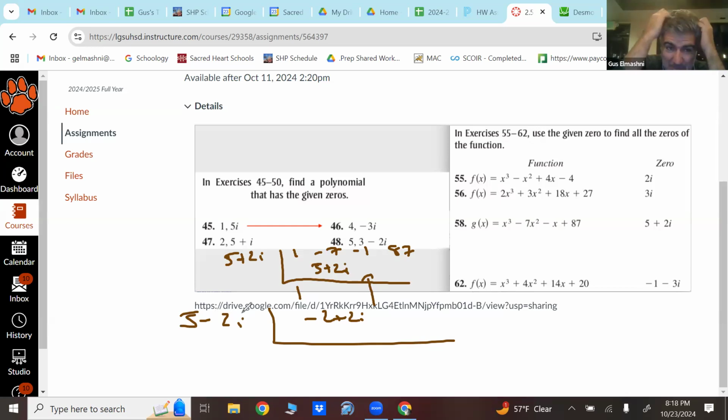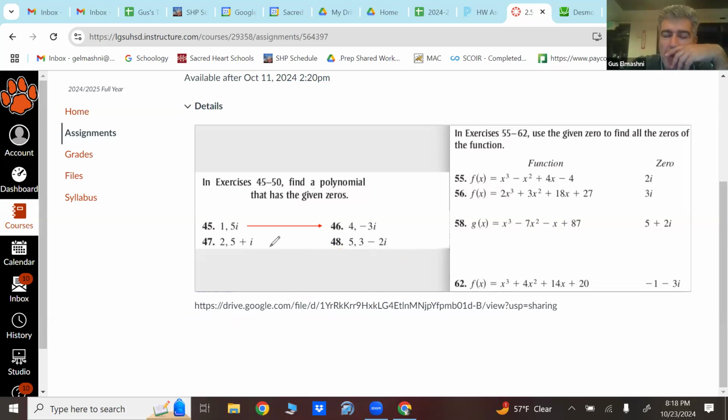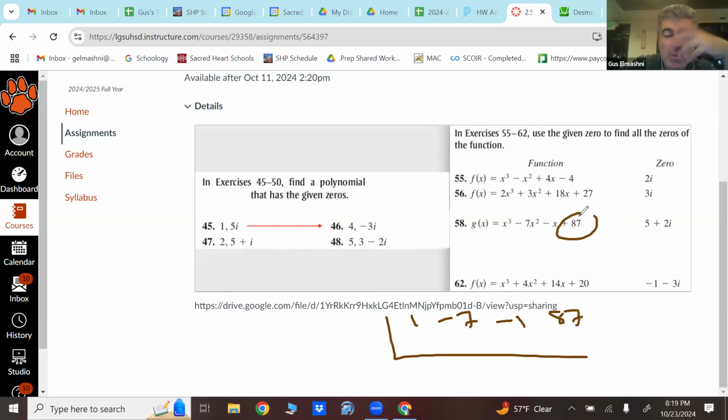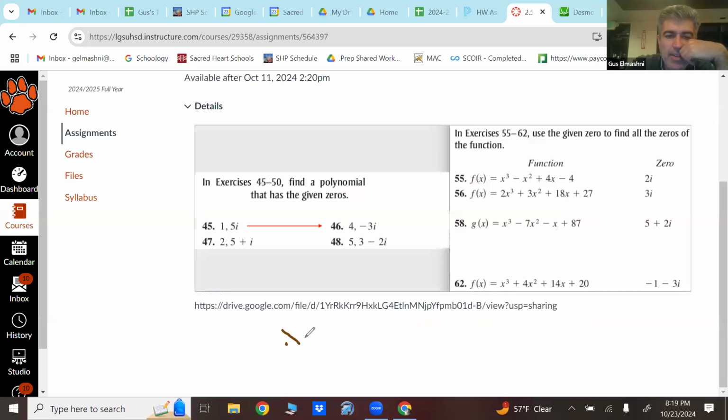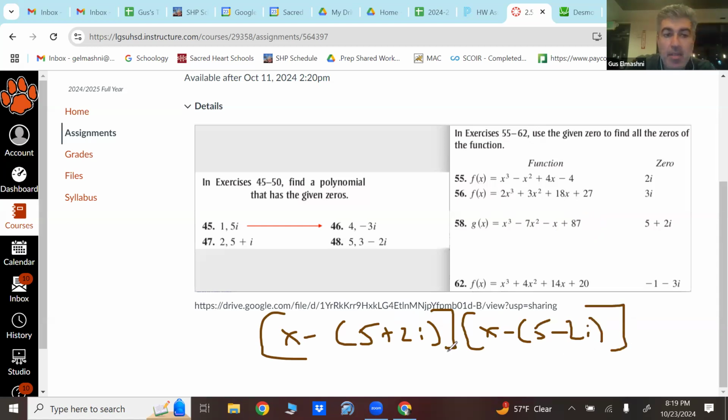I'm not sure if that's really the best approach. You could also do the synthetic division with the possible rational roots. Find factors of this to see what works, but then it's just guess and check. Or you could do this: x minus 5 plus 2i, x minus 5 minus 2i, and then FOIL it, and then divide by this, or divide by that. You could do that also.